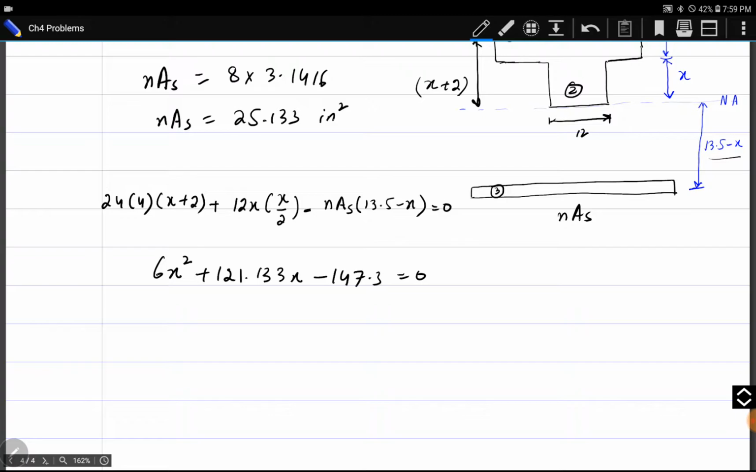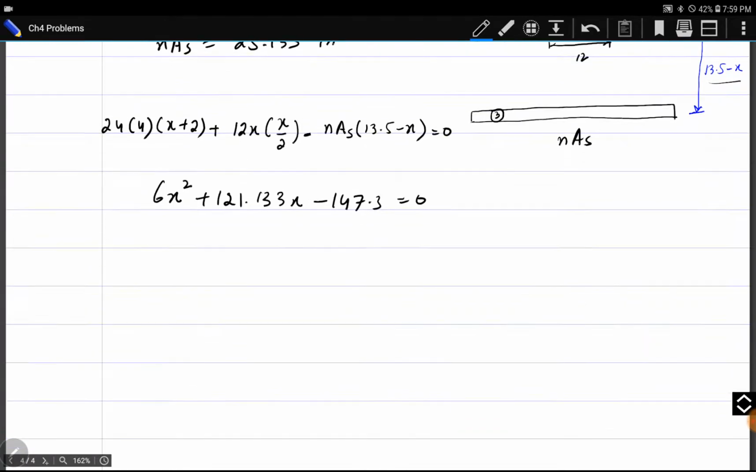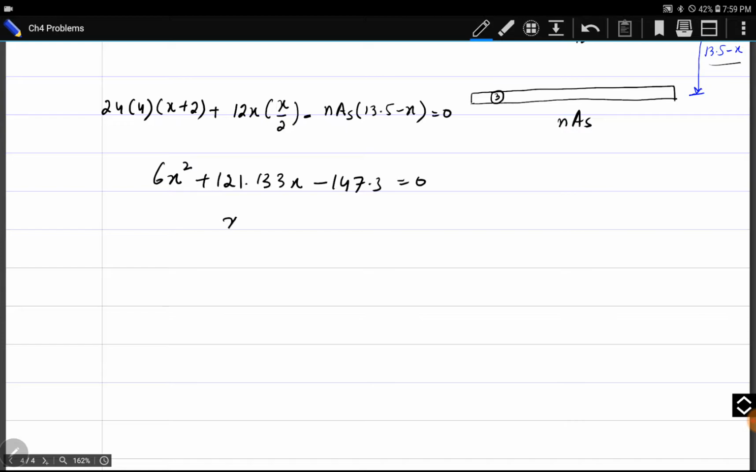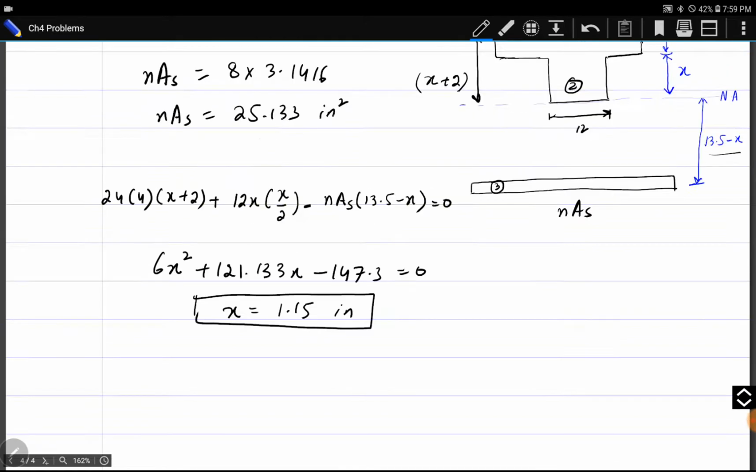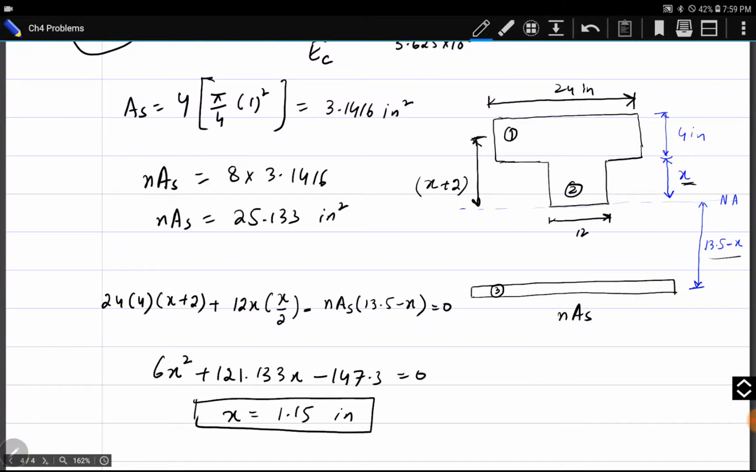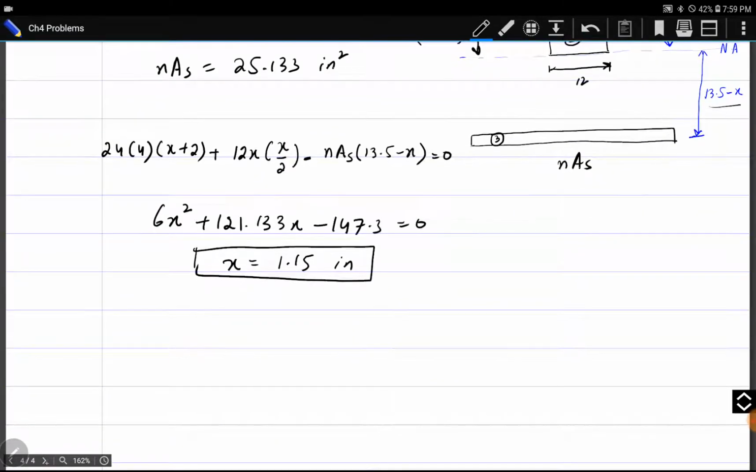This is a quadratic expression. We have to find the value of x. After solution you will find two values of x. The positive one for us is actually the actual value. Negative value of x does not exist. So it is 1.15 inch. So this value of x here, it is 1.15. Okay, x is known to us.